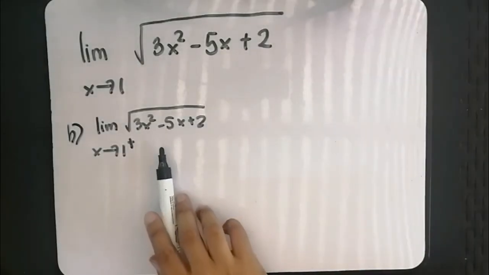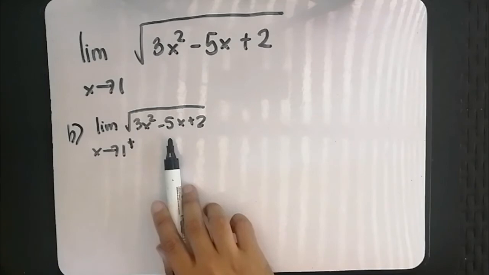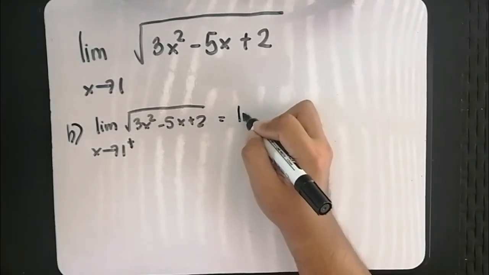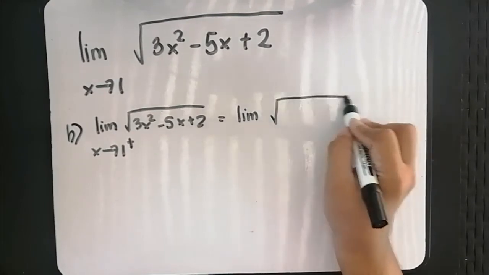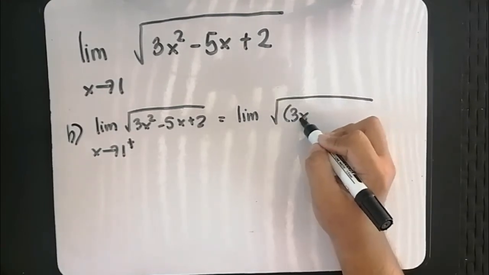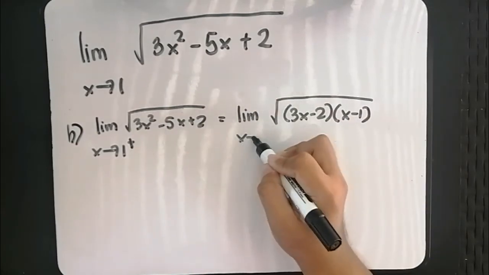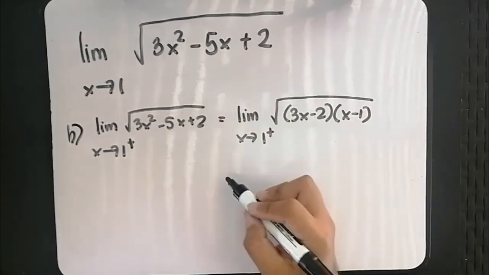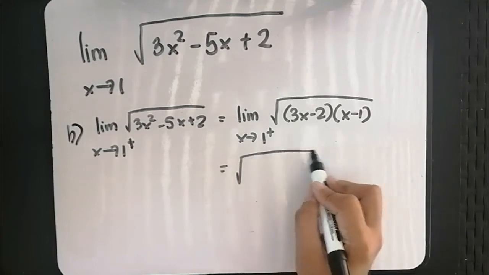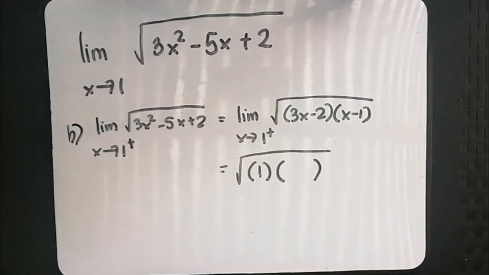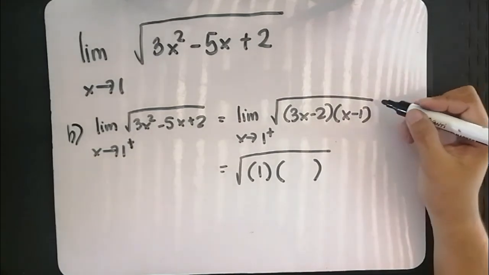So for the second part, we wish to evaluate the limit of the function as x approaches 1 from the right. So we can actually factor that into 3x minus 2, x minus 1 as x approaches 1 from the right. By direct substitution, that is 1 times what 0? Left or right? Tignan natin.